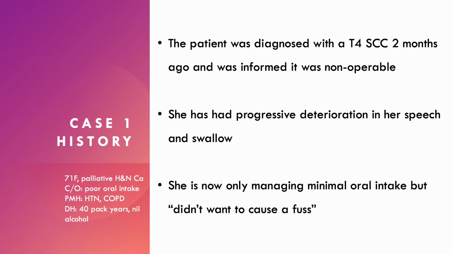So we move on. The patient was diagnosed with a T4 SCC 2 months ago and was informed that it was non-operable. She's had progressive deterioration in her speech and her swallow, and now she's only managing a minor oral intake, but she didn't want to come in and cause a fuss. It's important to establish if she's been having any other symptoms. Does she have any signs of infection? If the deterioration of the swallow had been more acute, it may suggest an infection on top of the disease, or is it just a part of the progression of the disease? It's important to ask about the patient's weight: has she lost any, how much has she lost and over what time period?